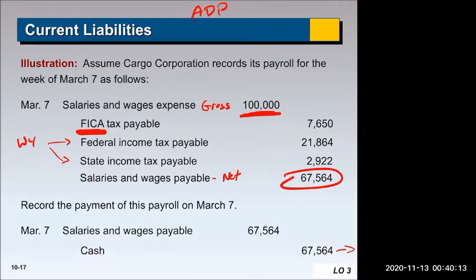Because FICA, you should know, is Social Security and Medicare. Now, Social Security and Medicare total up to be 7.65% of your pay. That's actually more than that. I'll talk to you about that in a second, but if you make $100,000, that's $7,650 just for Social Security and Medicare. That's 6.2% Social Security and 1.45% Medicare. That's a lot of money.